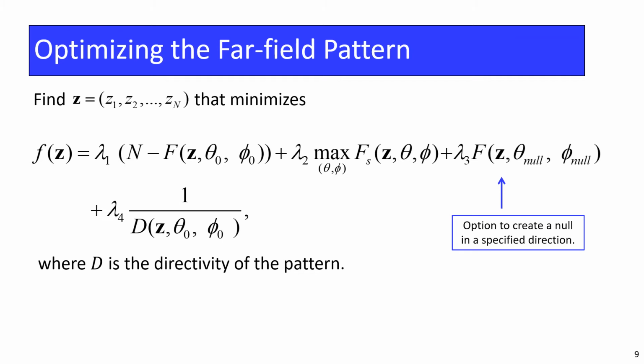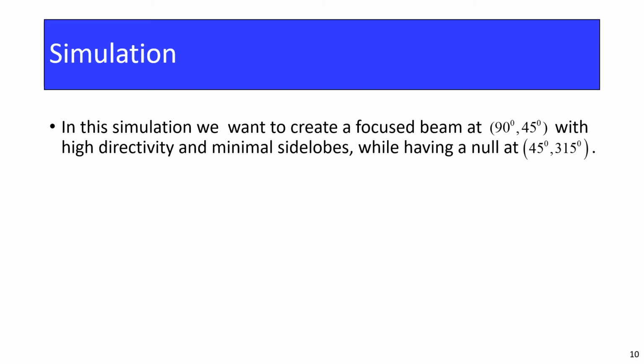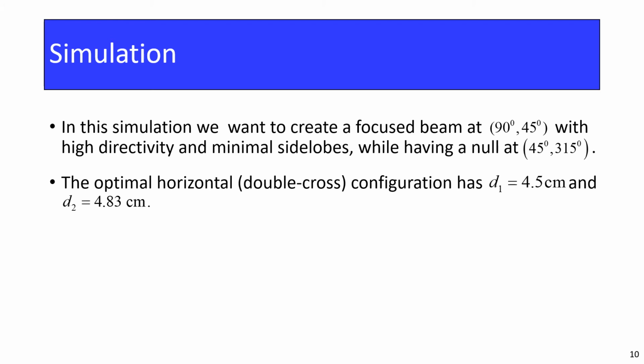The cost functional f is non-convex and has a lot of local minima. This makes the optimization sensitive to initial guesses for the minimizer z. This optimization problem is solved using MATLAB's fmincon routine coupled with its global search algorithm. Now for this simulation, we want to create a focused beam at 90 degrees, 45 degrees with high directivity and minimal side lobe levels while having a null at 45 degrees, 315 degrees. And then we shall use the optimal horizontal double cross configuration that we have obtained earlier.